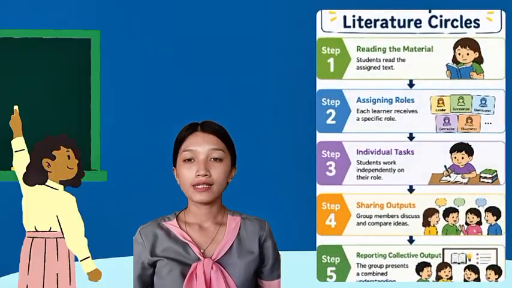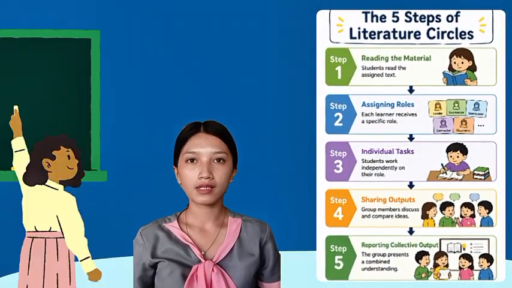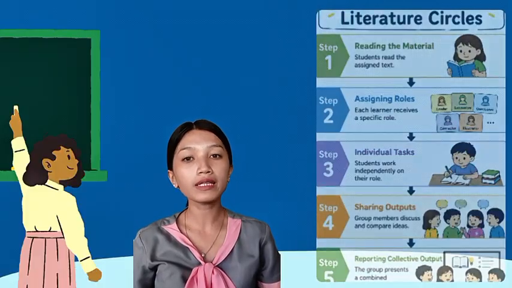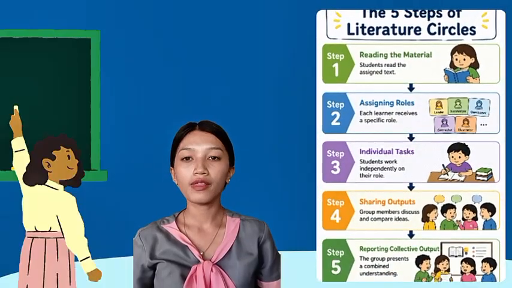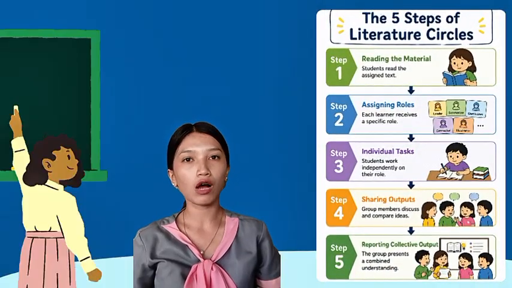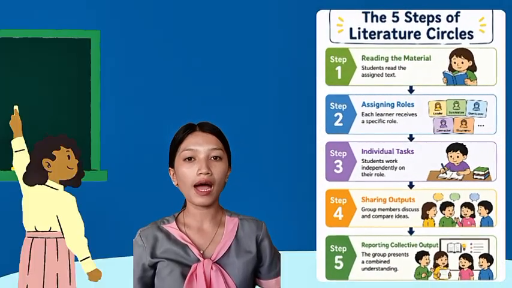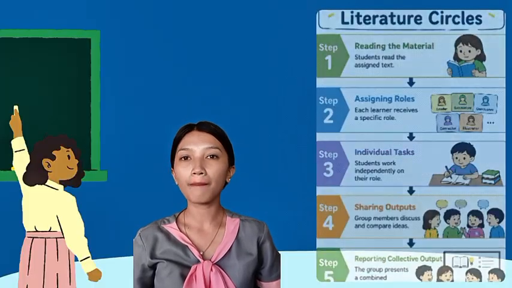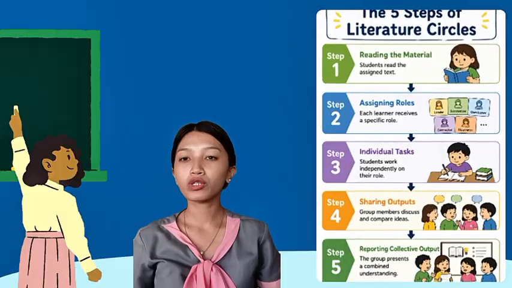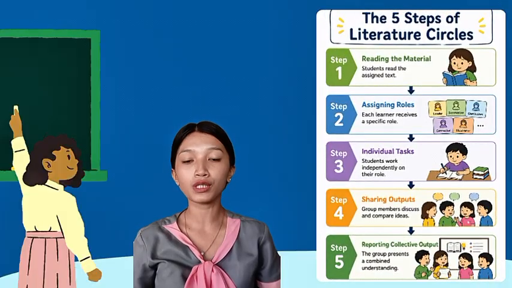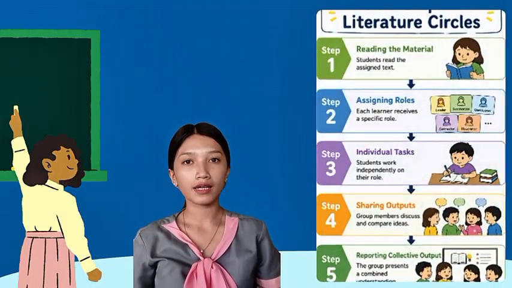The third step is the individual task. Students work independently on their role. Then the fourth step is sharing outputs, where group members discuss and compare their ideas. Then the last step is reporting, in which the group presents a collective understanding of the text.